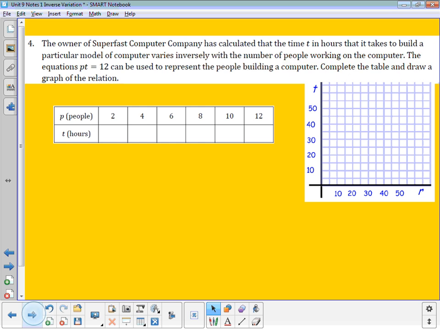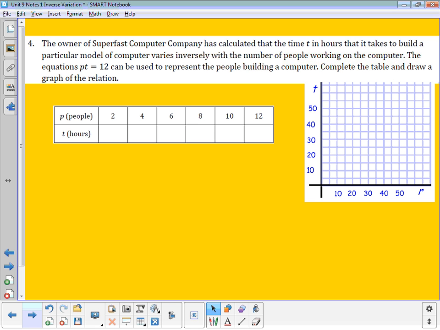In number 4, it says the owner of Superfast Computer Company has calculated the time, t, in hours that it takes to build a particular model of computer. It varies inversely with the number of people working on the computer. So that makes sense. More people working on the computer, the time it takes is going to go down. The equation P times T equals 12 can be used to represent the people building a computer. Complete the table and draw a graph of the relation.